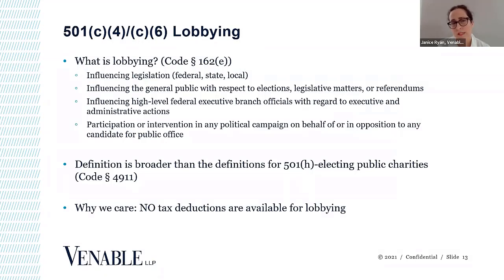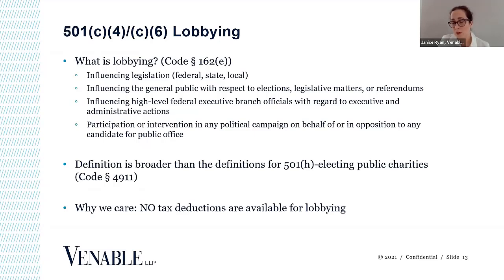So we're going to shift into 501(c)(4) and 501(c)(6) lobbying. The lobbying definition here is slightly different and broader than the definitions that we just went over for 501(h) electing public charities, and you can find this in Section 162(e) of the code. Lobbying includes influencing legislation at the federal, state, and local level, influencing the general public with respect to elections, legislative matters, or referenda, influencing high-level federal executive branch officials with regard to executive and administrative actions, and political campaign activities, so anything to support or oppose a candidate for elective office.